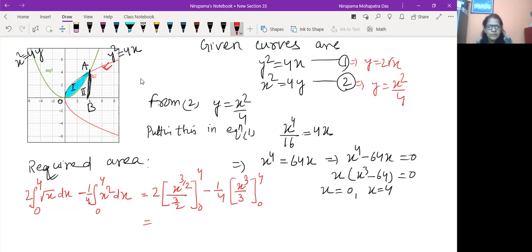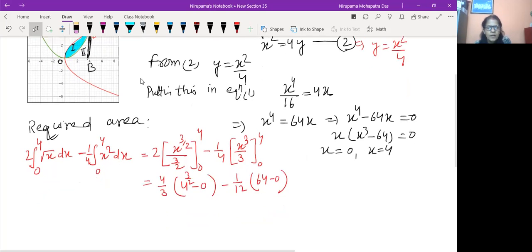So you are getting here 4 by 3. Now here 4 to the power 3 by 2, you can directly write 8, minus 0, minus 1 by 12. 4 cube is 64, minus 0. The last step of this: we are getting here 4 by 3 into 8 minus 64 by 12. Just let me write like this: 64 by 12, 4, 16, 4, 3.